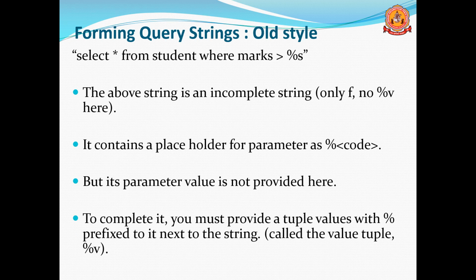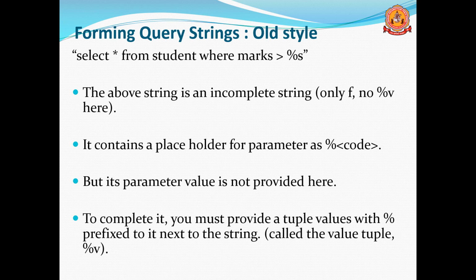It contains a placeholder for the parameter as a modulus code, but its parameter value is not provided here. To complete this, you must provide tuple values with modulus prefixed to them, next to the string. So next to this string we use modulus, and after that we provide the tuple.